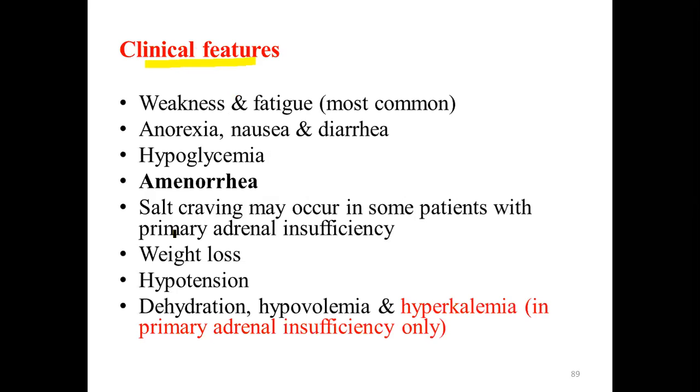When you look at the clinical features of adrenal insufficiency, weakness and fatigue are very, very common, because if the adrenal gland is not able to produce a sufficient level of cortisol as a result of a stressful event, the patient will have weakness and fatigue. Nausea, anorexia, and diarrhea are also some of the common presentations when a patient has adrenal insufficiency, and hypoglycemic episodes are also very common. So why hypoglycemia when a patient has adrenal insufficiency? Why is hypoglycemia a common finding?